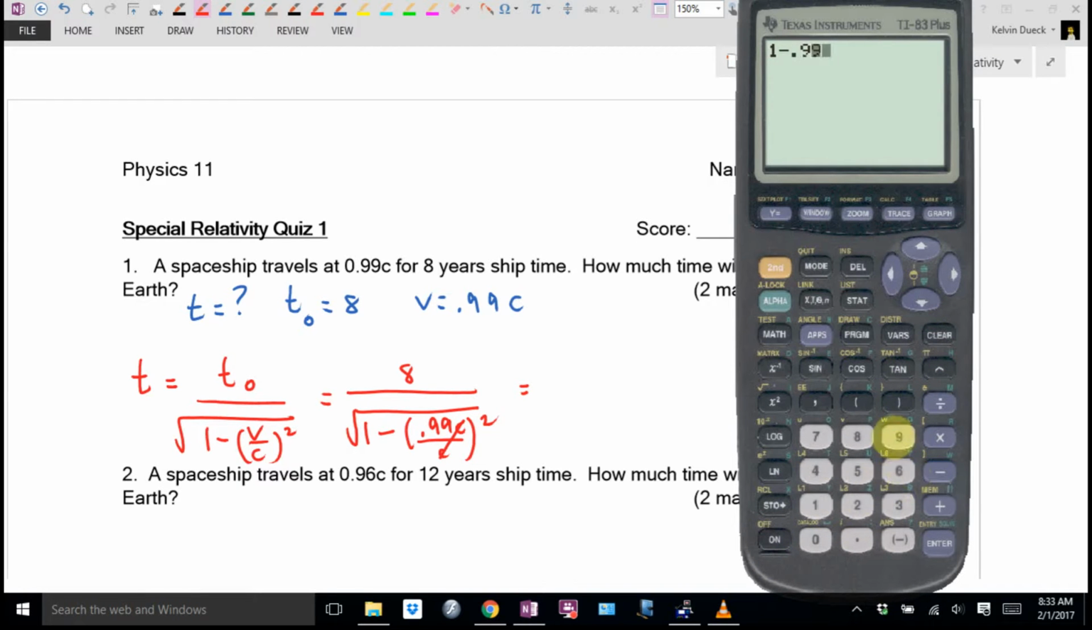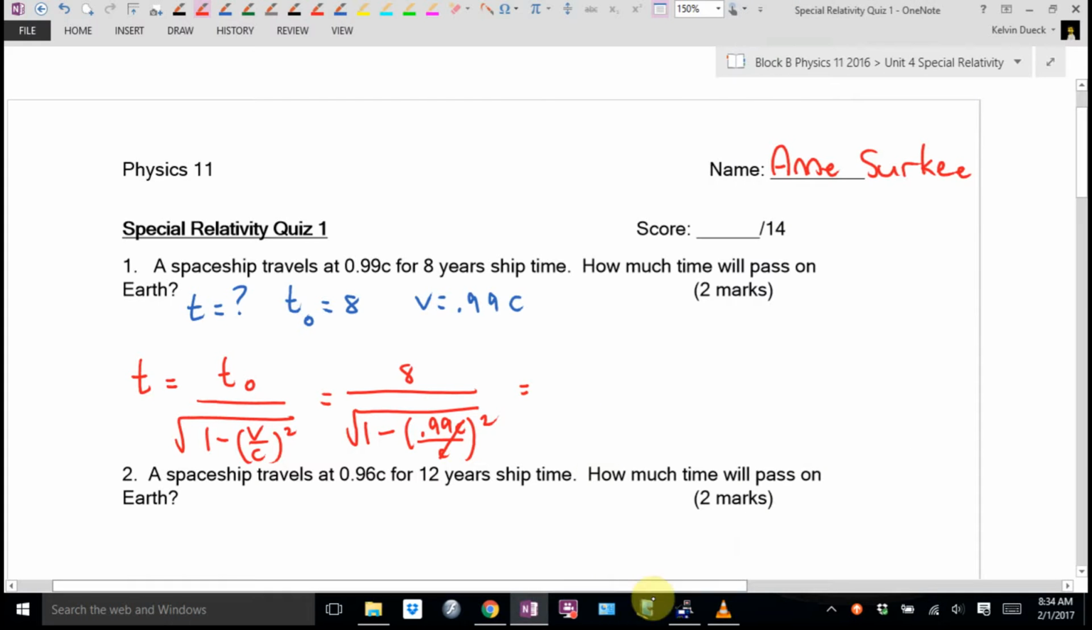1 minus 0.99 squared. Well, if you wanted to type this in one fell swoop, because some of you have asked me, I guess you could go 8 divided by the square root of bracket 1 minus 0.99 squared close bracket. Do you get 56.7? Is that right? So it can be done in one fell swoop, and some of you have better calculators with nicer displays than what I've got up here. What did I say it was? 56.7 years. 2 marks for that. Otherwise, I would give you 1 mark for the equation, half mark for the numbers, and a half mark for the answer, as per usual.